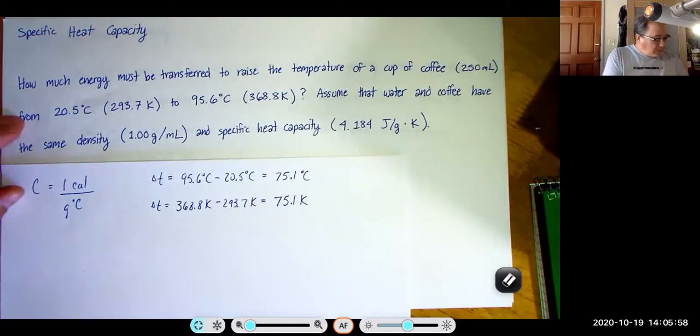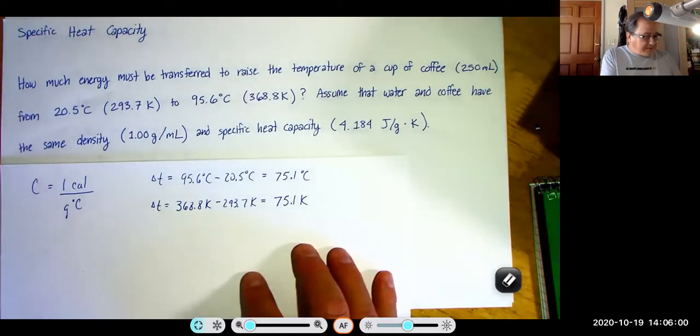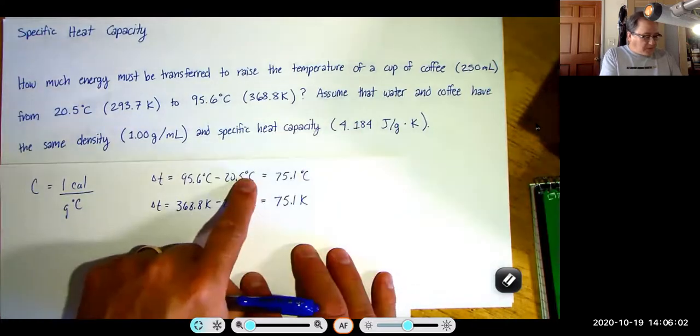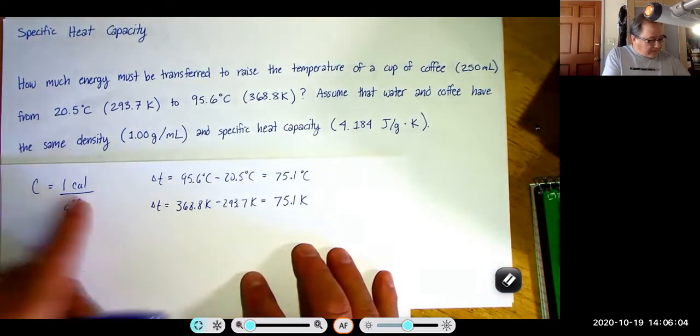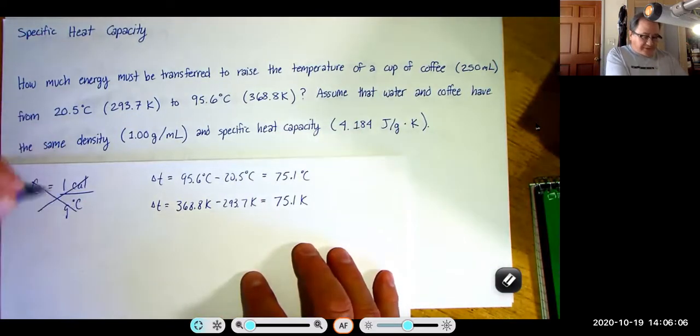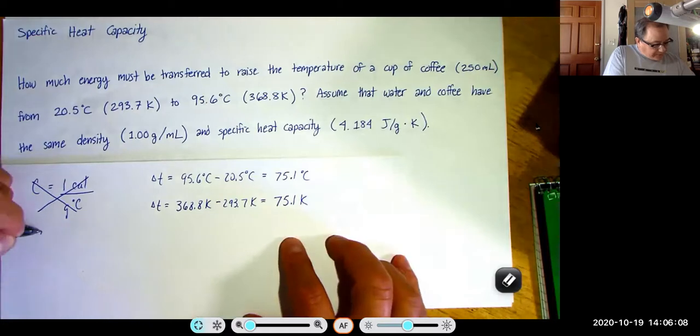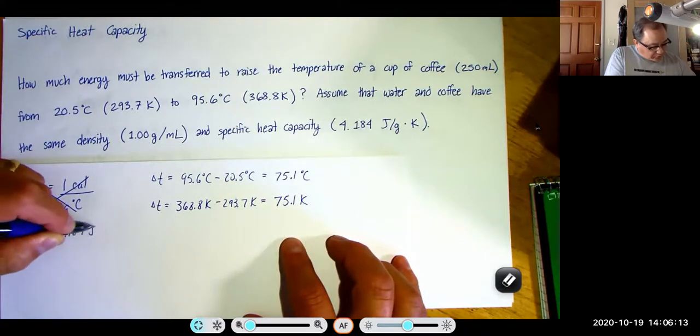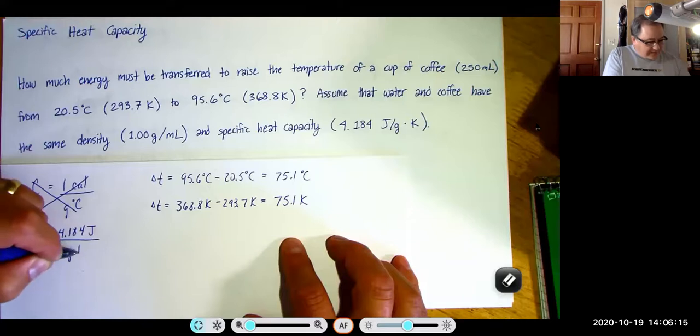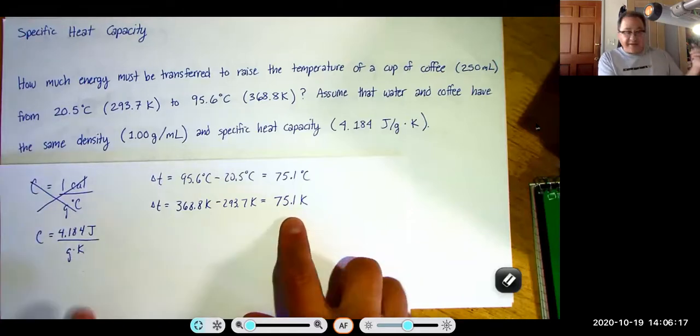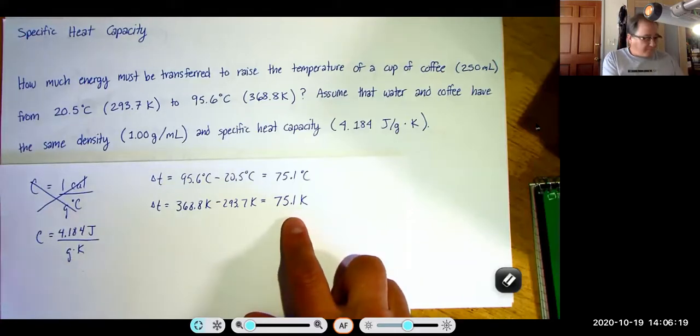Okay, so we've got the specific heat capacity of water. We're not going to use the value of 1 calorie per gram because they give us this value. So the specific heat capacity is going to be 4.184 joules per gram K. And I'm going to use this K because they gave us that value in K.